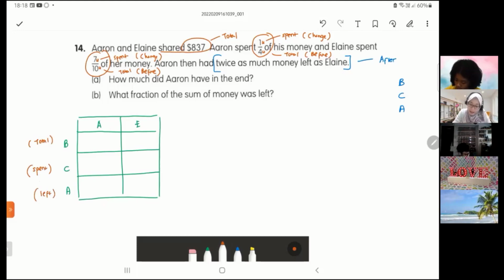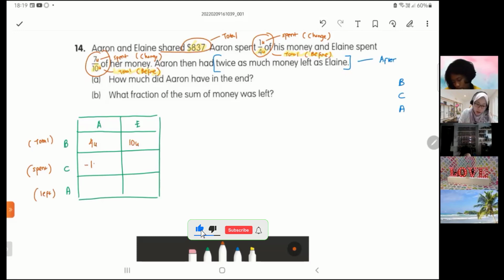This is just for those who are not sure what I'm talking about. All right, I know that for their before, this is my before for each of them. So let's put it into the table. Before Aaron, that will be 4 units. Before Elaine, that will be 10 units. Then something happened to Aaron. Aaron spent money. Spent means minus 1 unit.